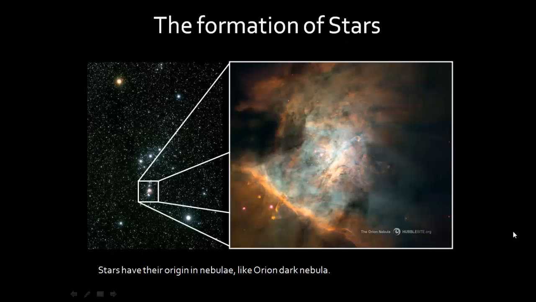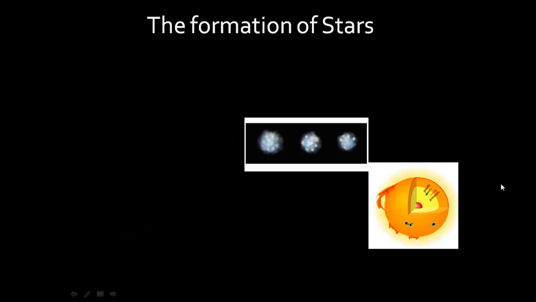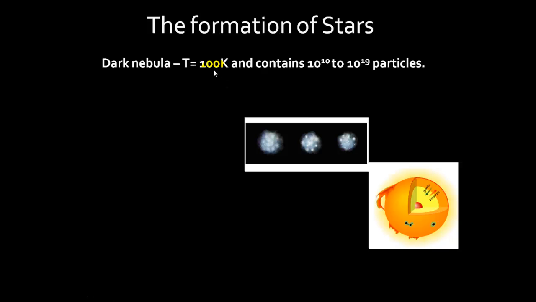So, the formation of stars. They're formed from giant clouds, for example, the Orion Nebula. Dust clouds, under their mutual gravitation, will start to collapse and condense. So we have a temperature of about 100 Kelvin, which is pretty cold, with 10 to the 19 particles. Most of it, of course, is hydrogen with some helium and stellar dust.